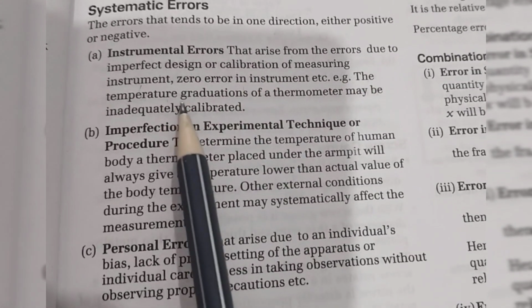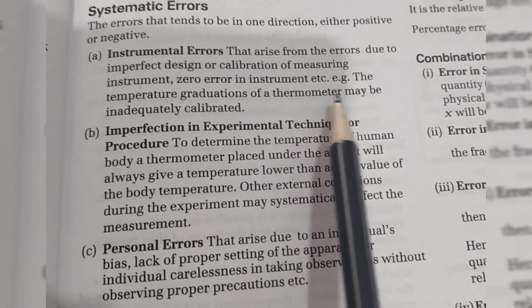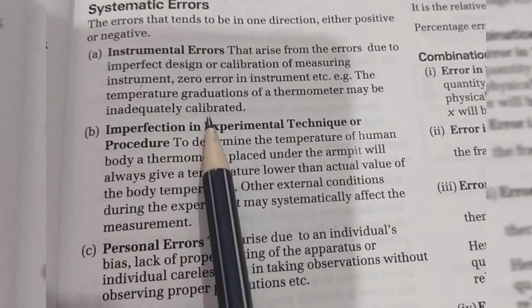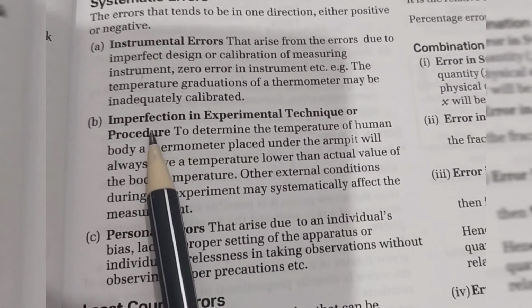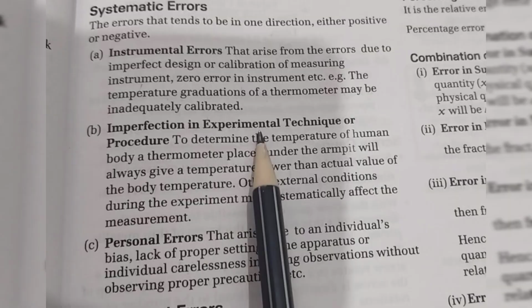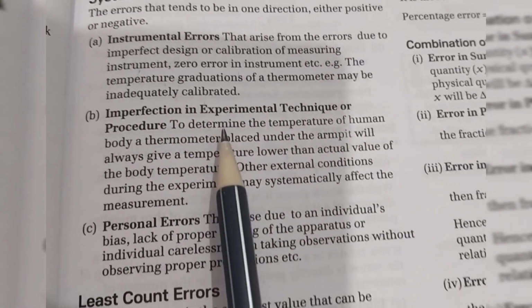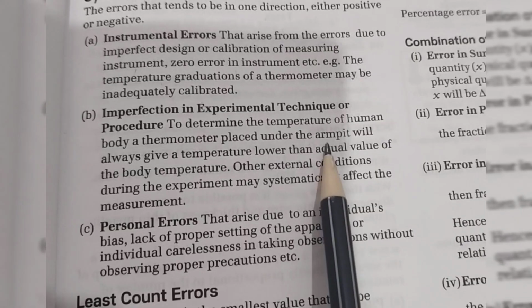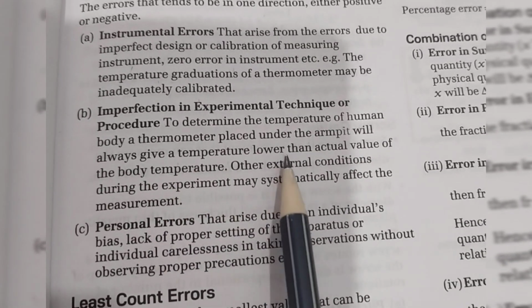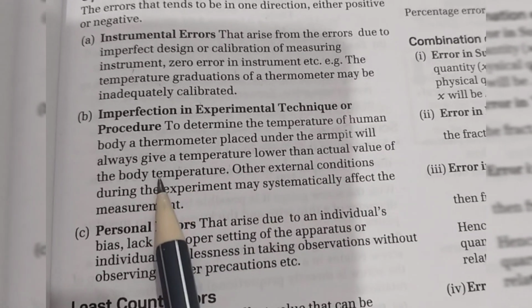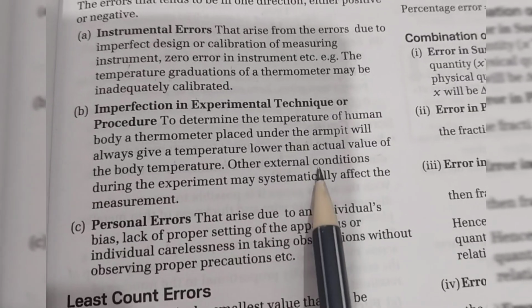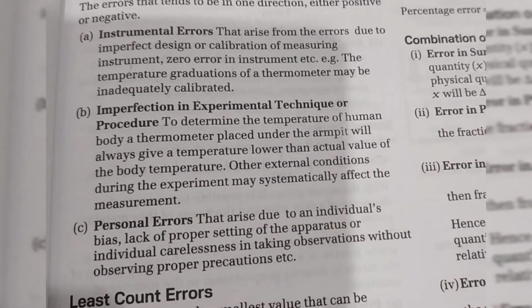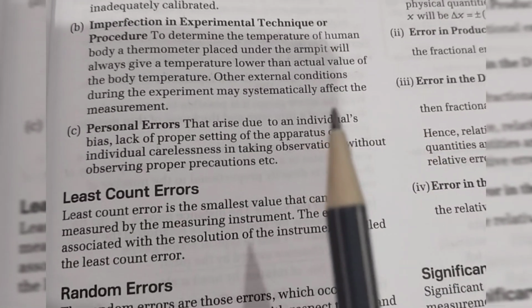Example is the temperature graduations of a thermometer may be inadequately calibrated. Next is the imperfection in experimental technique or procedure. To determine the temperature of human body, a thermometer placed under the armpit will always give a temperature lower than the actual value of the body temperature. Other external conditions during the experiment may systematically affect the measurement.